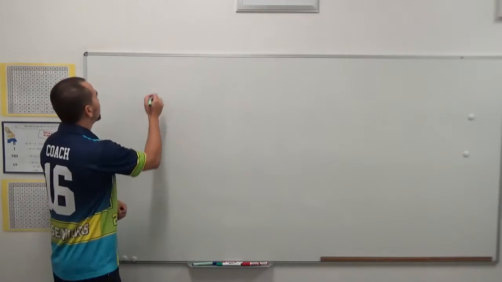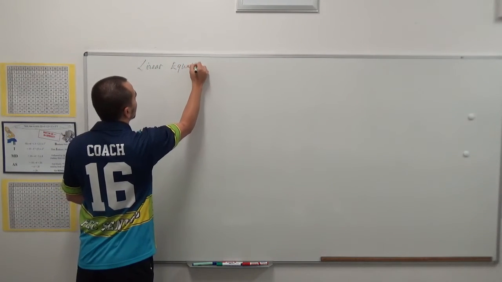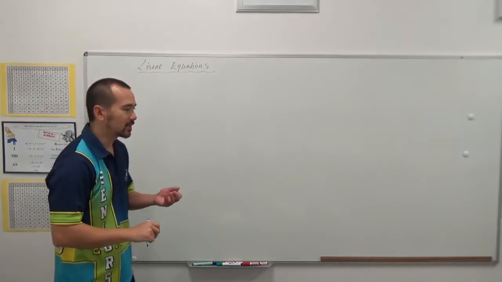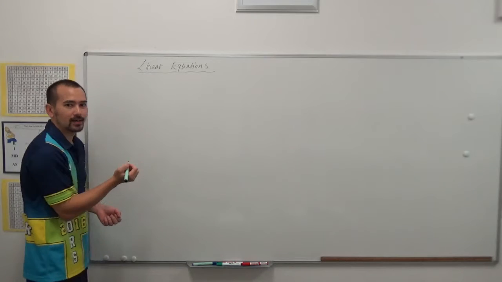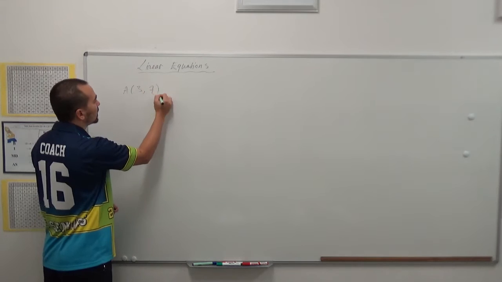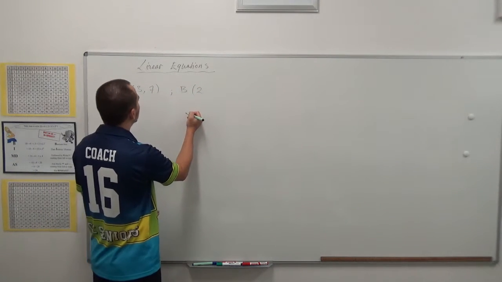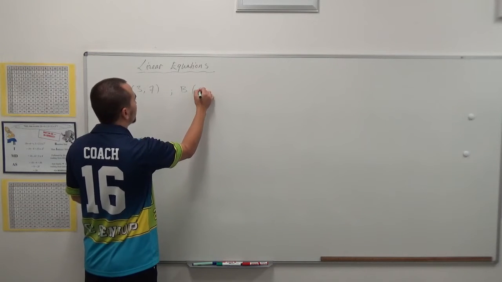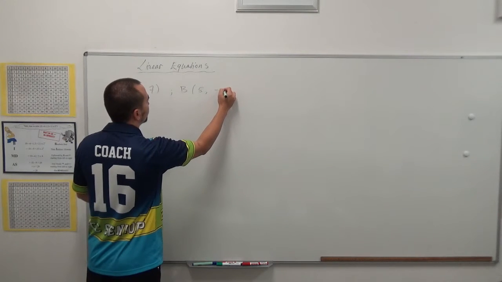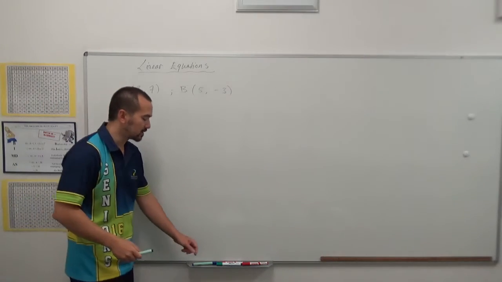Okay, so we're looking at linear equations. You guys all should know now how to calculate the gradient of two points. So let's say the first point is (3, 7), and the second point is (2... No, let's go harder. Let's make it (5, -3). Okay, what's the first way we can solve this?